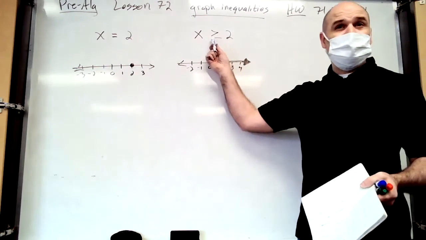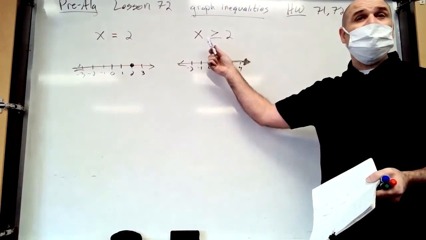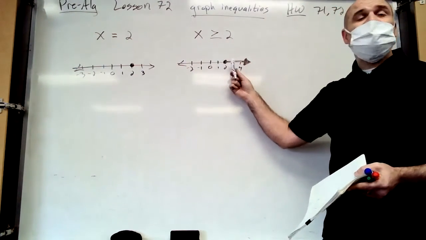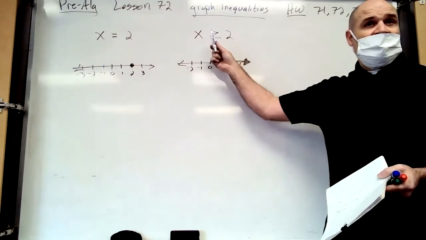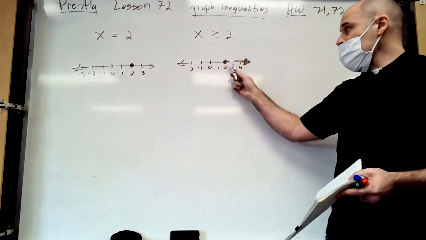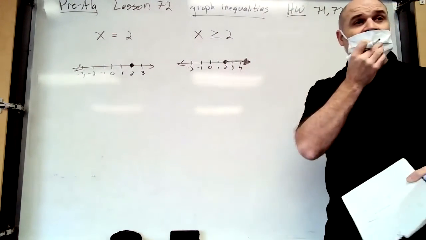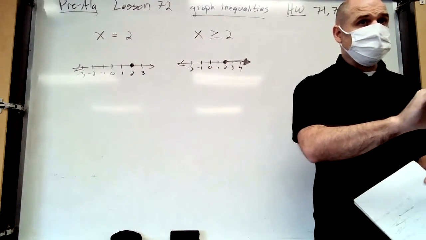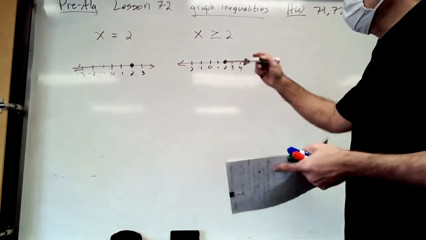X is not just equal to 2, it's also greater than 2. So we're going to shade everything that x is. X is equal to 2 and it's greater than 2. So it's to the right of 2. So far, so good? Now there's one other thing.